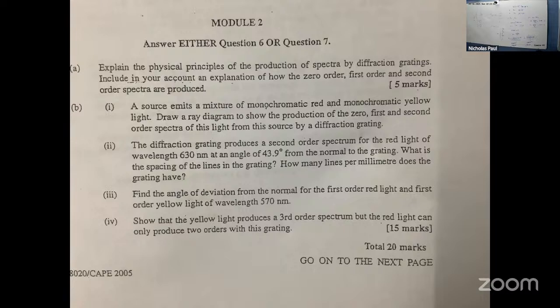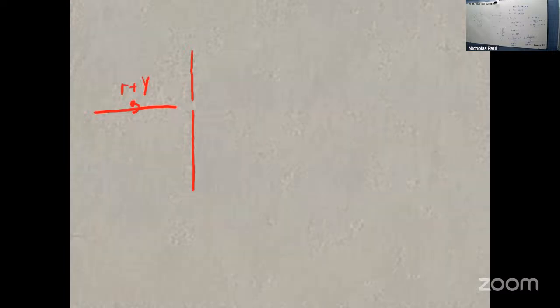Alright, let's correct this now. So a source emits a monochromatic red and a monochromatic yellow. Draw a ray diagram to show the production of the zero, first, and second orders. So what they're asking for is the diagram I have on the board. It will look something like this. It has monochromatic red and yellow. So this ray has red and yellow in it. You just present one ray and say the ray has red and yellow in it.